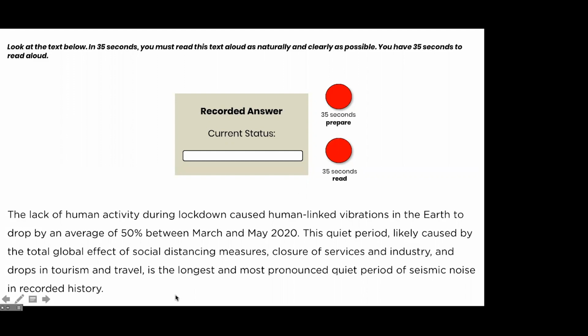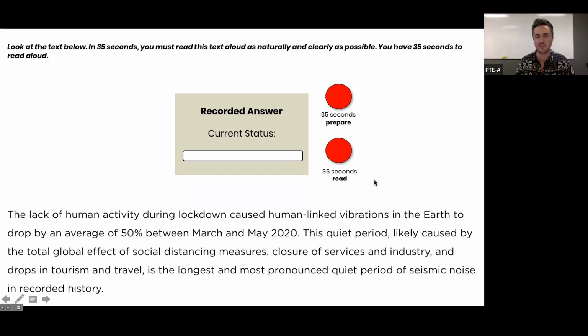Okay, how did you go reading this aloud? Did you have any problems? Was it all good? Okay, let's... Richard got my joke before. Okay.